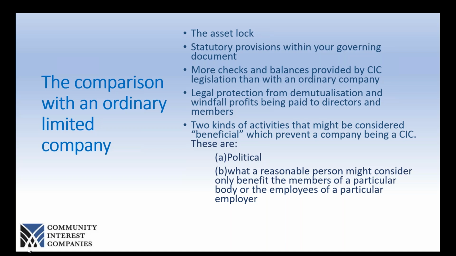Another difference between an ordinary company and a KIC is the KIC legislation itself, which provides that there are two kinds of activities which in ordinary circumstances might be considered beneficial, but will prevent a company being eligible to be a KIC. And these are political campaigning and activities intended to support political campaigning. This is because the legislation is designed to ensure that the KIC regulator is not drawn into any political debate by having to reach any sort of view on the merits of a particular company's political aims or programs. And then the other consideration is activities which a reasonable person might consider to benefit only the members of a particular body or the employees of a particular employer. This is a crucial distinction between KICs and most ordinary companies.